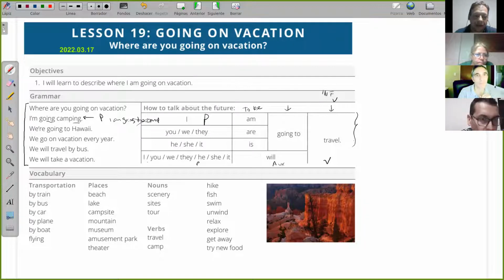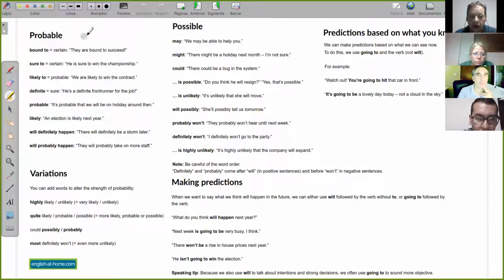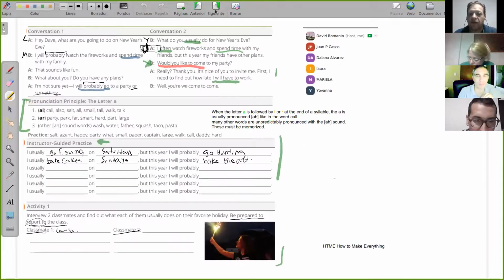And there is also this one. It says we go on vacation every year. This is not talking about the future, but it's something that we usually do. If you remember from last lesson, we talked about all these possibilities. Like this is possible, it's frequent, it's rarely. That was something from last lesson.